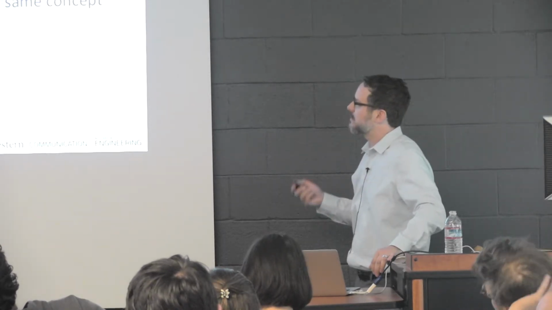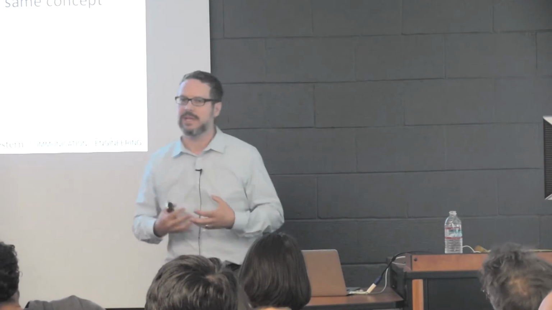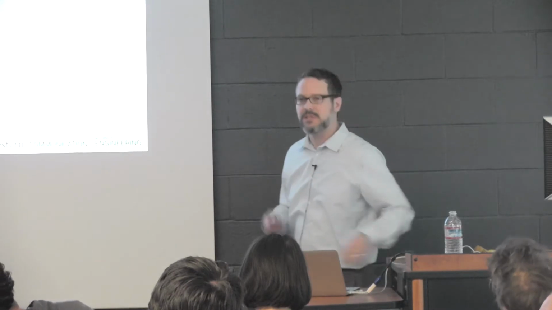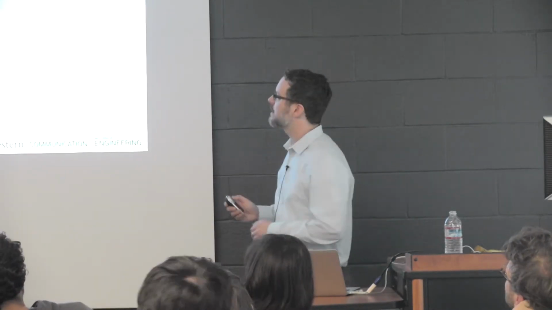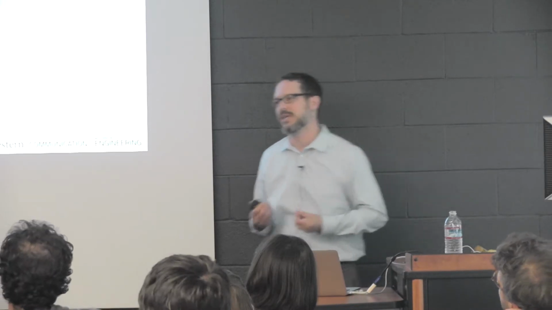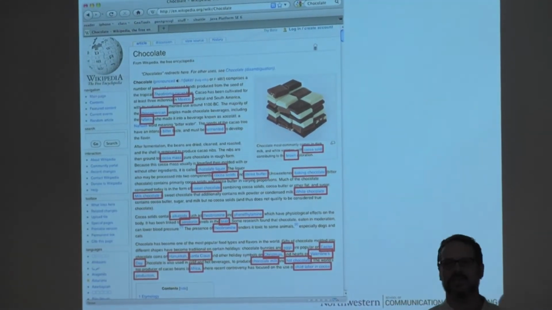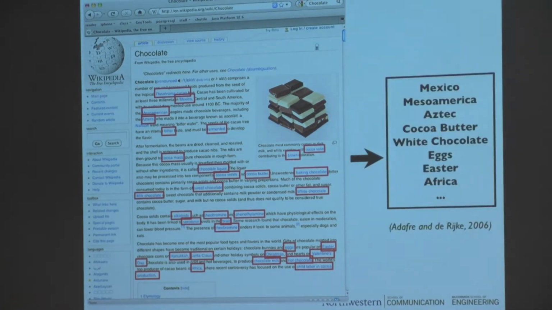And then we wanted to determine the average degree of diversity or overlap that existed in the page content that's being written about them. So the way we do this is we build on this technique, as I mentioned, by Adafre and de Rijke, where we use the links on the page as a heuristic representation of the topics that are being discussed in the content. And this is really effective in Wikipedia, right? Because these are links to other Wikipedia pages that have significant content around them. So it's a way to give us a really quick heuristic representation of page content. So we extract these, and this is the page on chocolate, and when we extract the links, here's what we see. Mexico, Mesoamerica, Aztec, cocoa butter, chocolate, white chocolate, eggs, Easter, Africa, right? So it gives us a heuristic representation of page content.